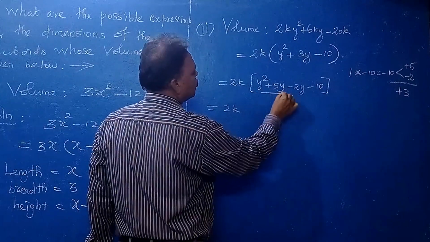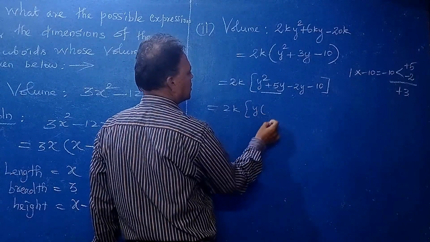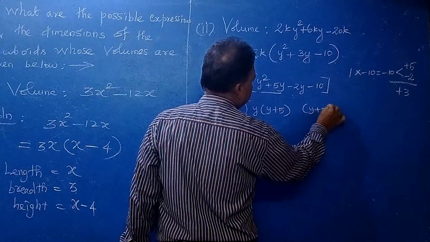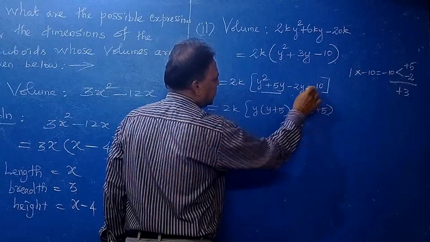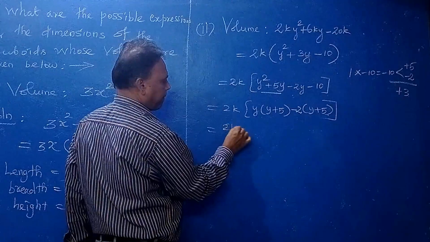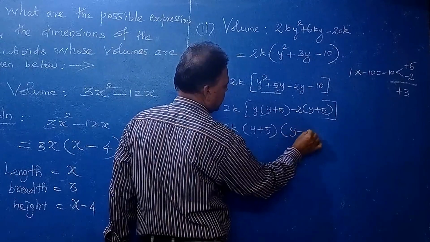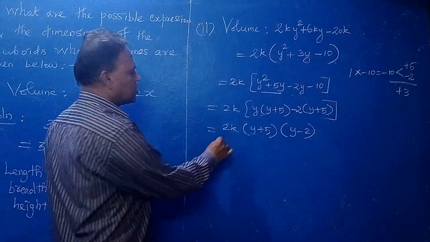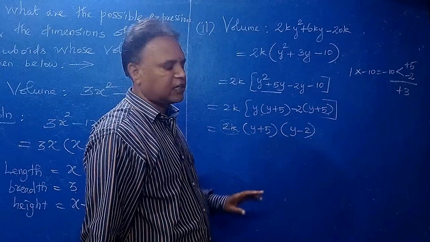Now here, in the first two terms, what is common? Y is common. Take out y plus 5. Same y plus 5 you write here. Here, how much if you multiply you will get minus 2. Multiply, correctly coming. Now you are taking common: y plus 5 you take common, then the remaining you will get is y minus 2. So here this is a constant, one factor. This is another factor. You have three factors.